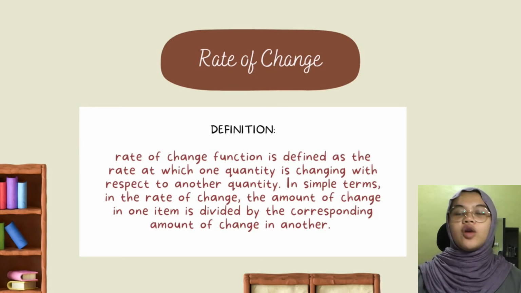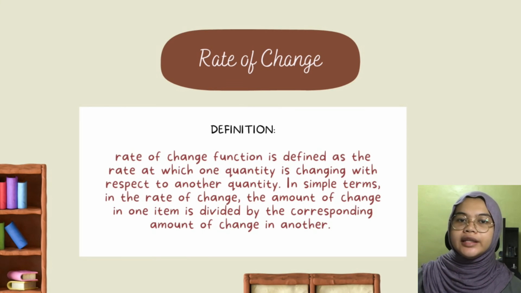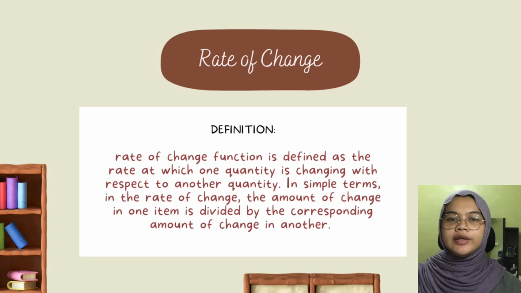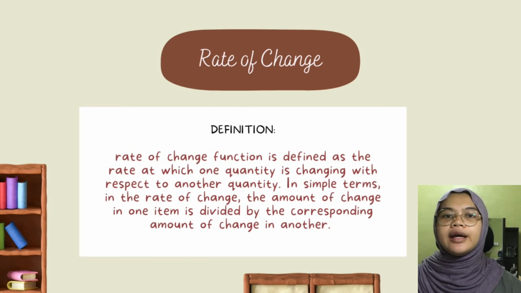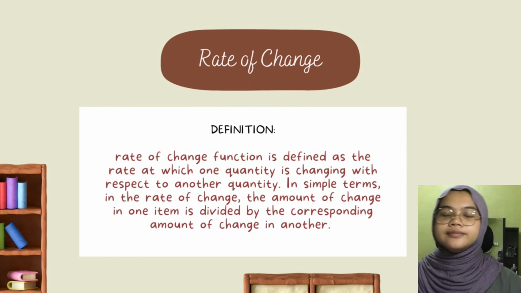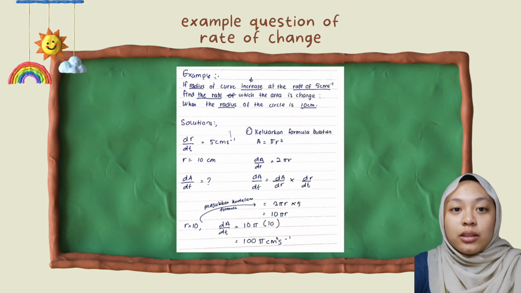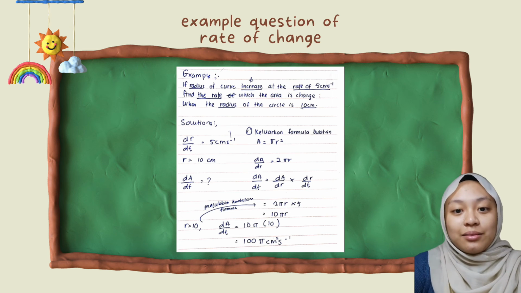Okay. What is rate of change? Rate of change function is defined as the rate at which one quantity is changing with respect to another quantity. In simple terms, in the rate of change, the amount of change in one item is divided by the corresponding amount of change in another. Let's discuss an example question of rate of change. If the radius of a circle increases at the rate of 5 cm per second, find the rate at which the area is increasing when the radius of the circle is 10.